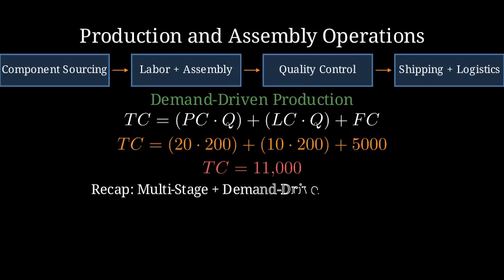Let's recap. The most accurate description of production and assembly operations is a multi-stage process. Source components, assemble with labor, inspect for quality, and ship. This process is usually demand-driven, so you only produce what you expect to sell. And a simple total cost model is part cost times quantity plus labor cost times quantity plus fixed cost. If you understand these pieces, you can clearly describe how production works in most business and manufacturing settings.